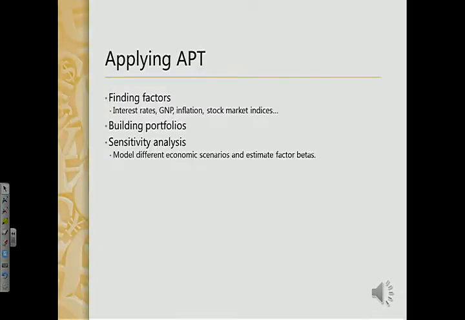Let's talk about applying APT. First, finding factors. Factors may be interest rate, GNP, inflation, stock market index, or any other factors that influence the rate of return. Second, building portfolios. Third, sensitivity analysis.